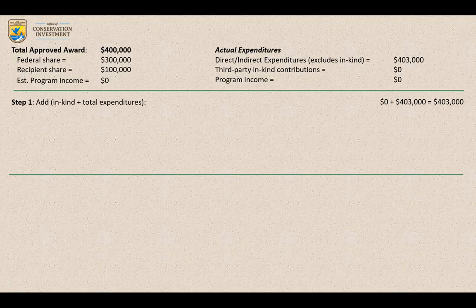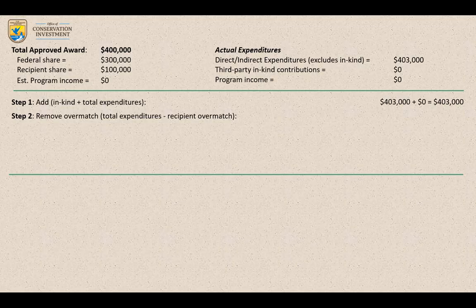The first step is for the recipient to add the value of any applicable third-party in-kind contributions to the total amount of direct or indirect costs charged to the award. Since there are no third-party in-kind contributions, the adjusted outlays remain at $403,000. In Step 2, the recipient removes any overmatch from the adjusted outlays.